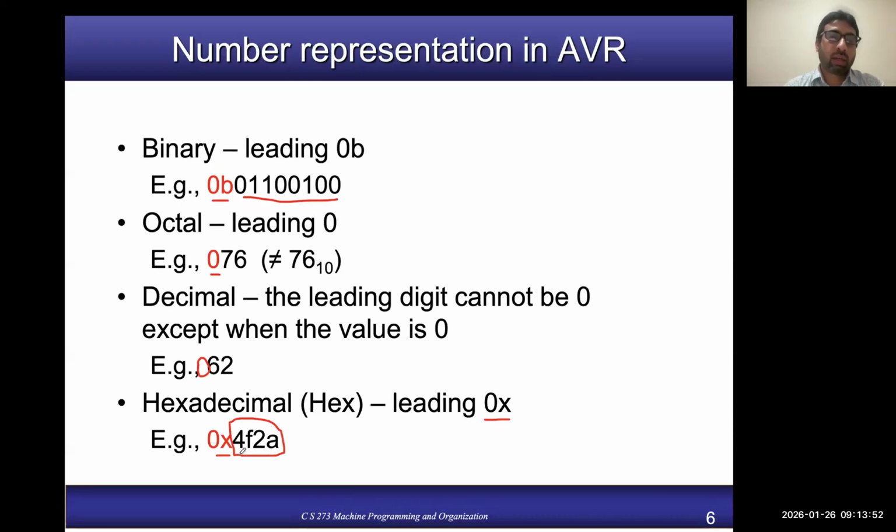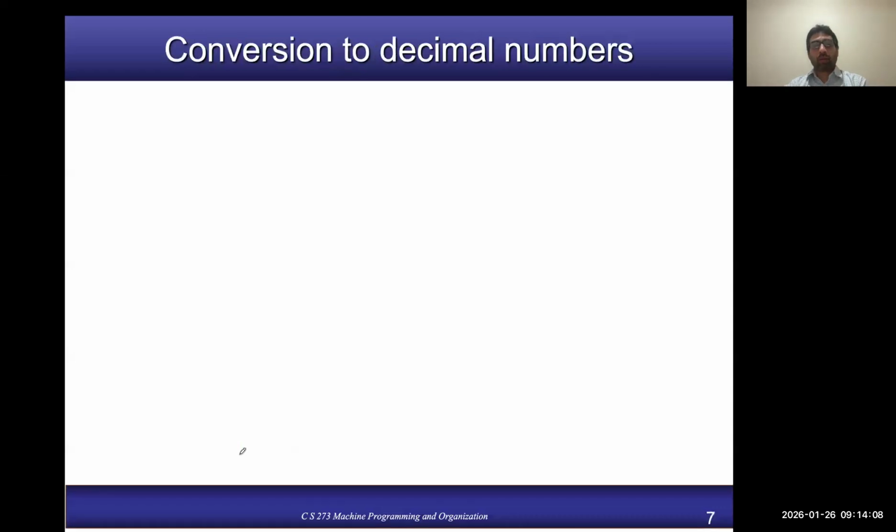Any questions about how we can specify the representation of binary, octal, decimal, and hexadecimal numbers in assembly? No? Okay.